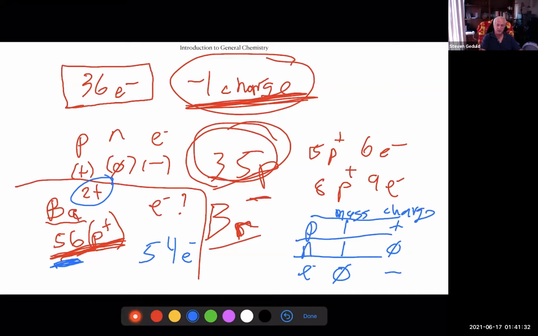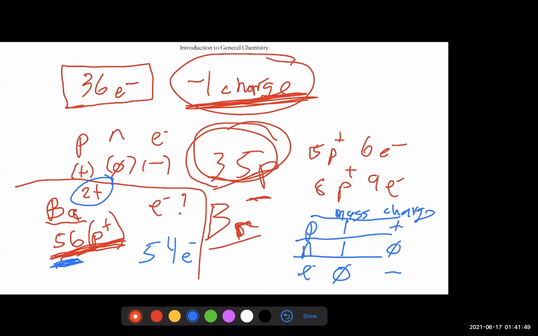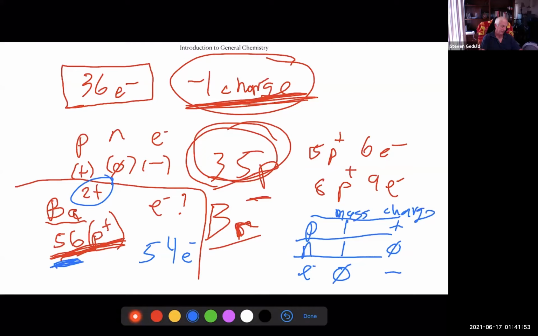That's a real good question, Cassandra. You said the neutrons determine the isotopes, electrons determine the ions. Correct. Because isotopes are mass, they weigh more, and ions are charges. Yeah, I just wanted to write that down. Perfect. You did my lecture for me tonight.